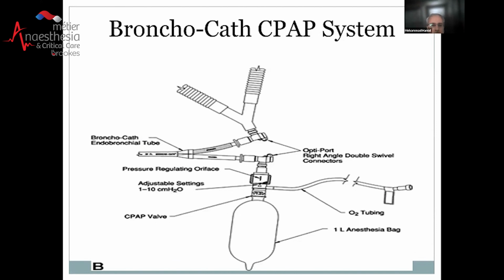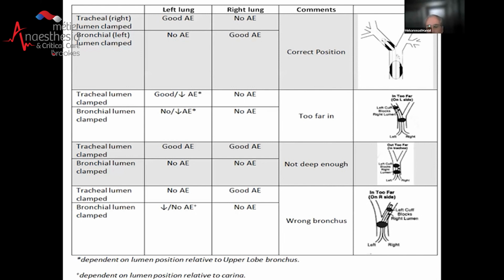So this is the diagram of that same CPAP system. When you insert a double lumen tube, it can be in the correct position. It can be too far in. If you are using a smaller tube, usually you may push the tube too far in, then you will have issues. Or it may be too far out, not deep enough.